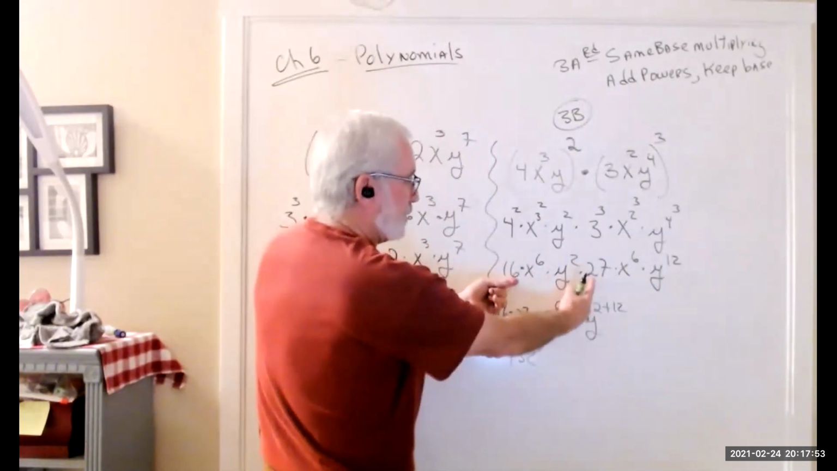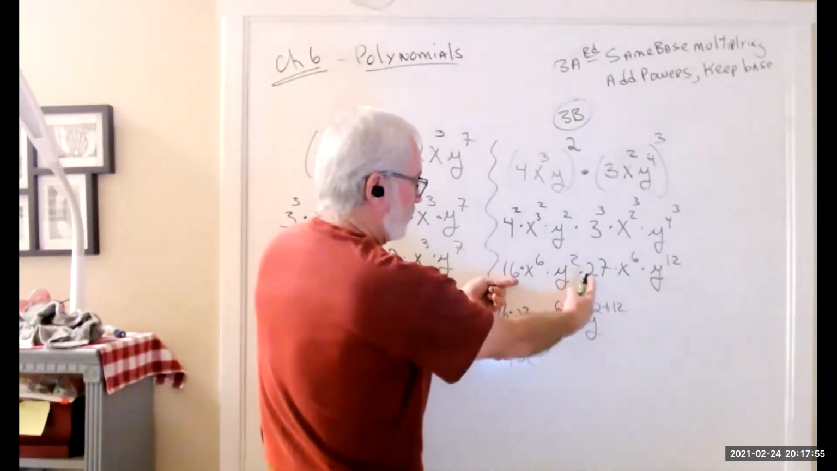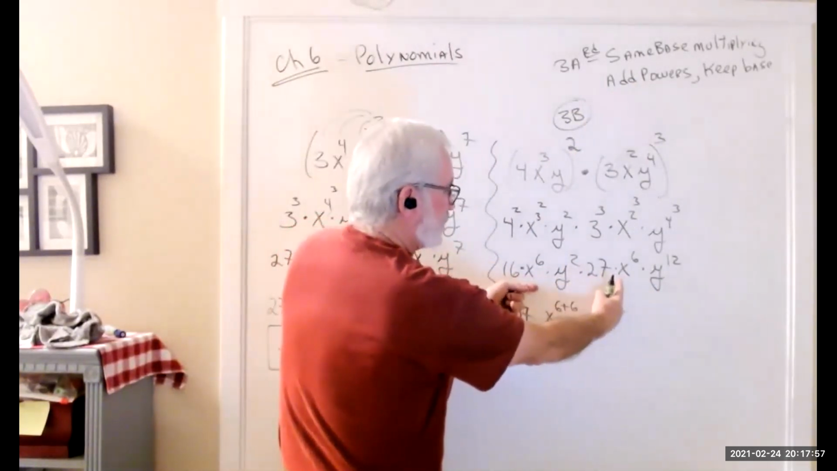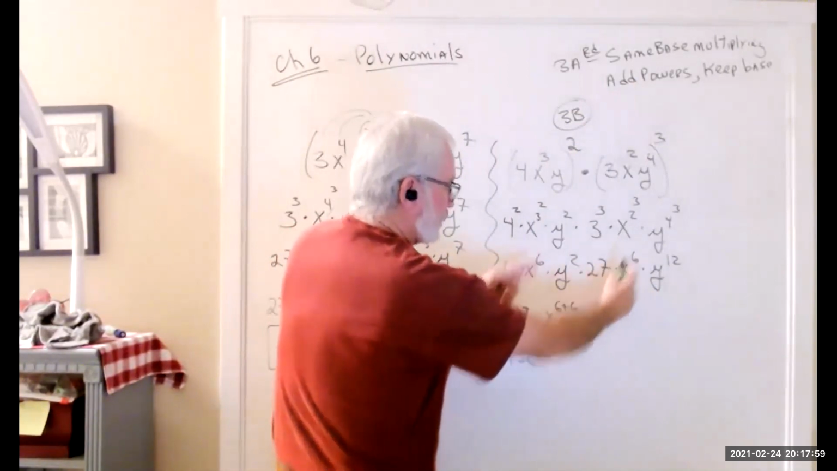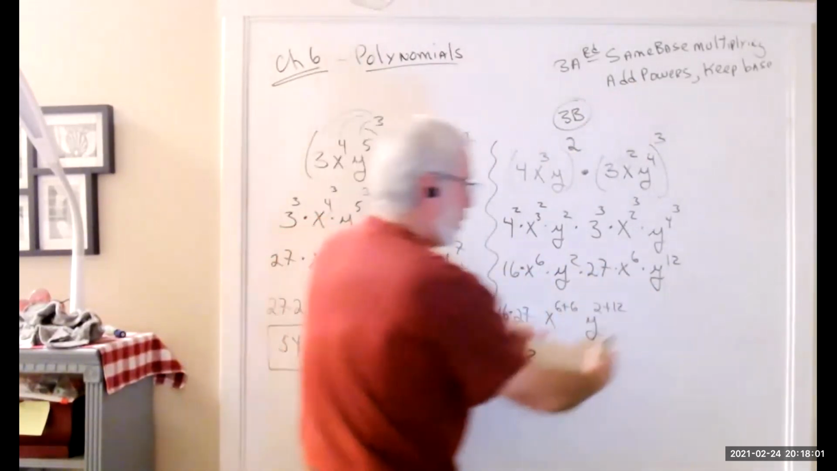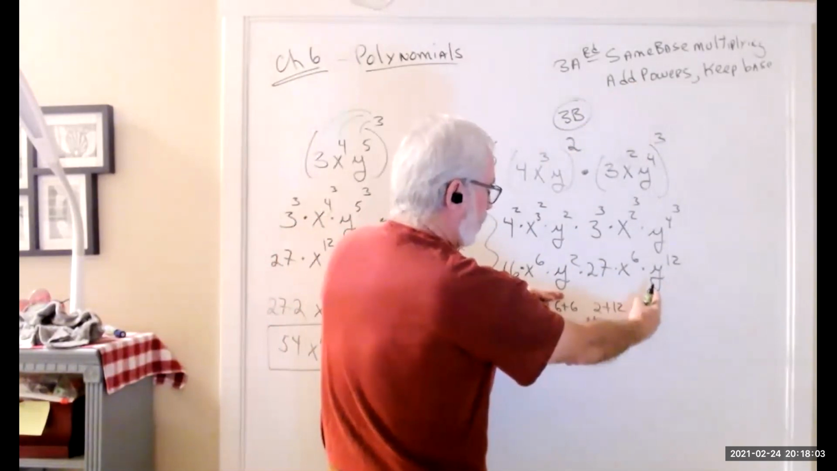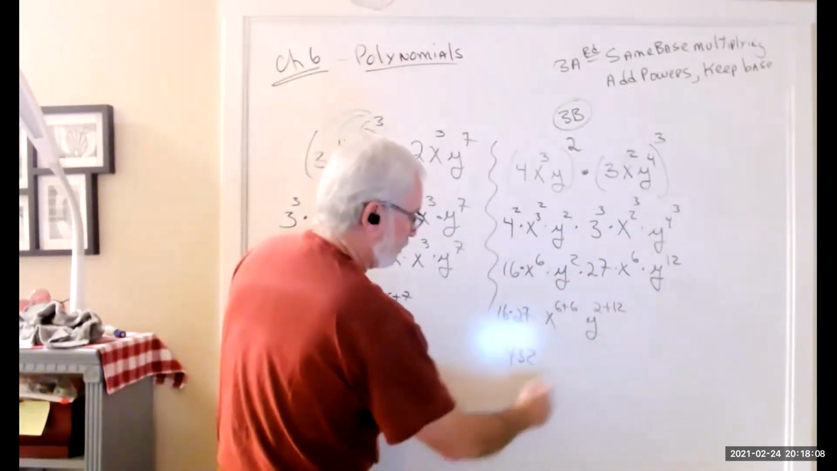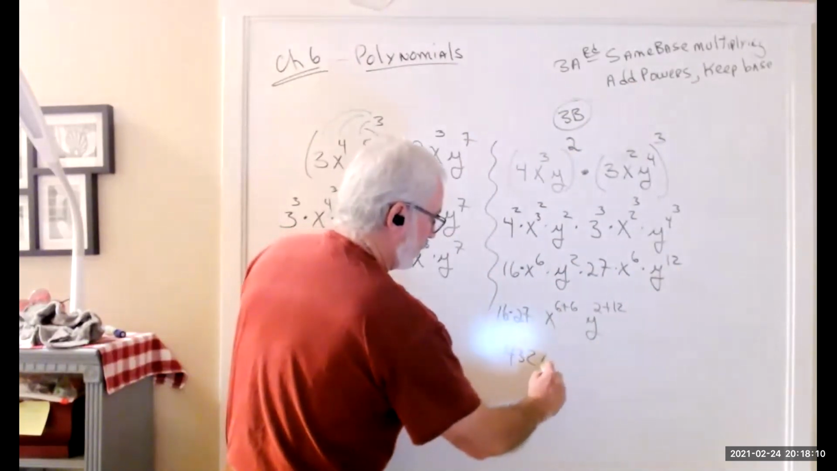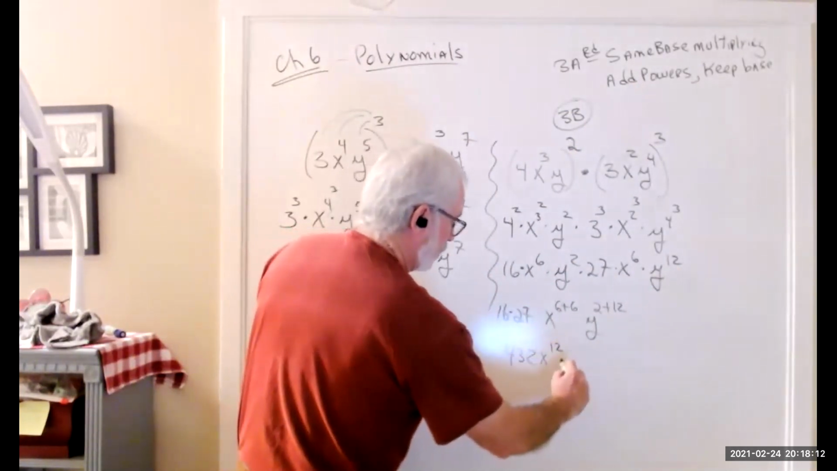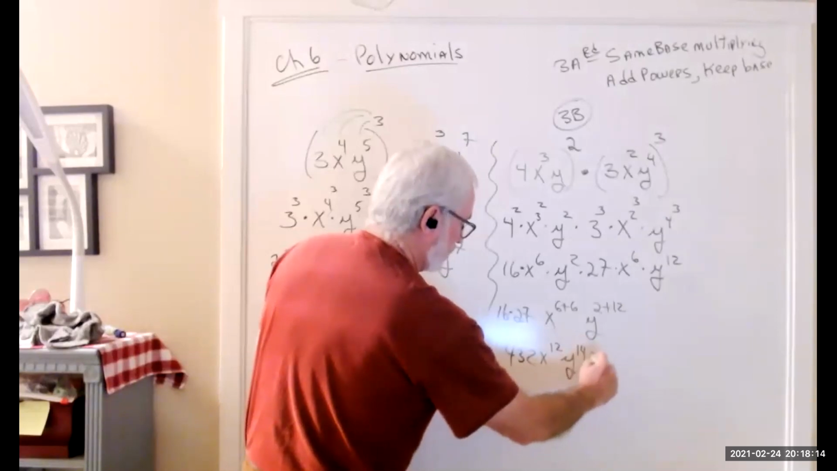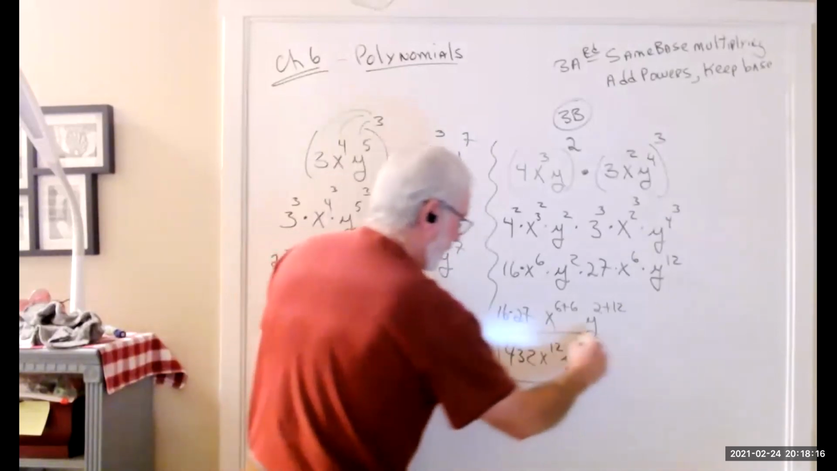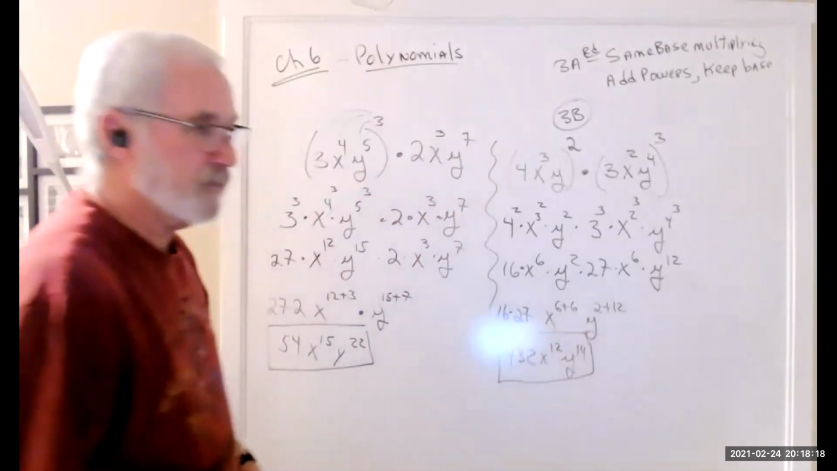So arithmetic, 16 times 27. Keep the base number x, add their powers, 6 and 6. Y's, keep the base number y, add their powers, 12 and 2. Final answer: 432, x to the 12, y to the 14. And that is just simply your final answer.